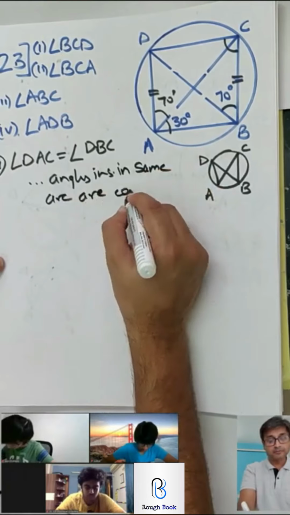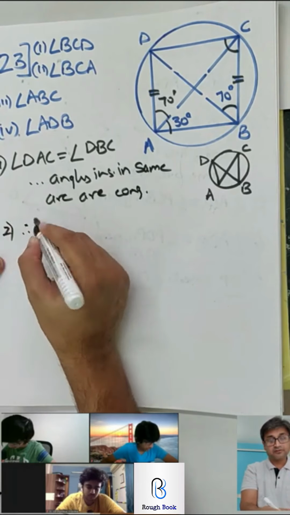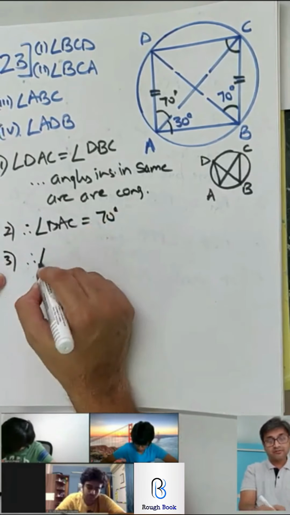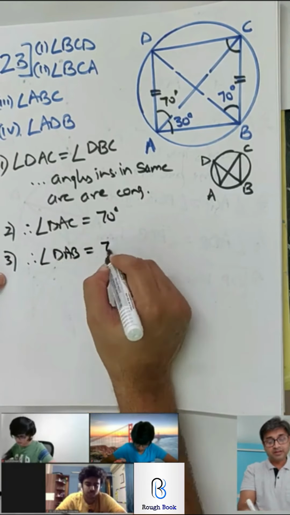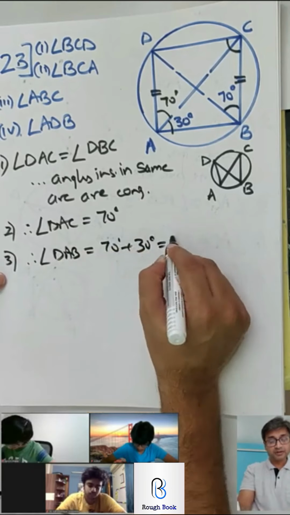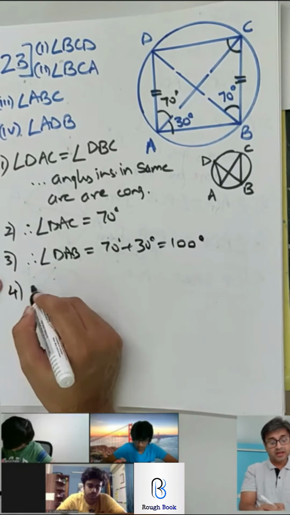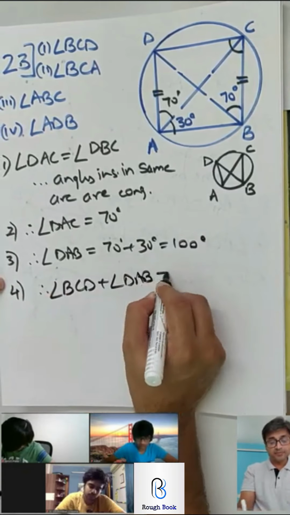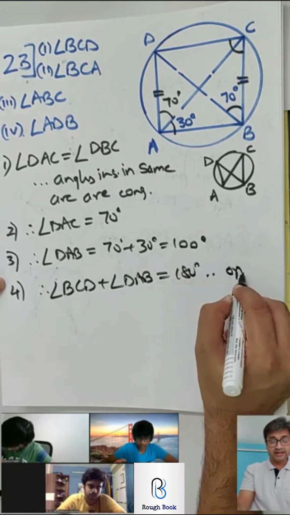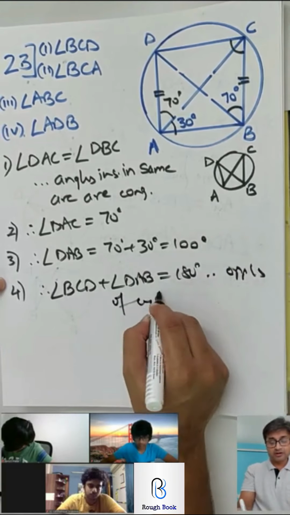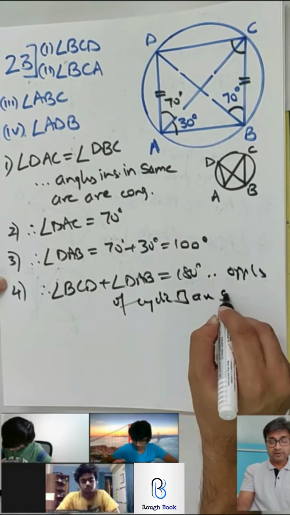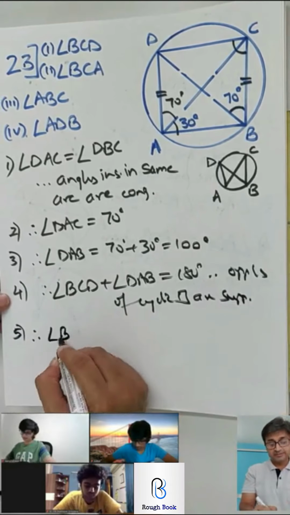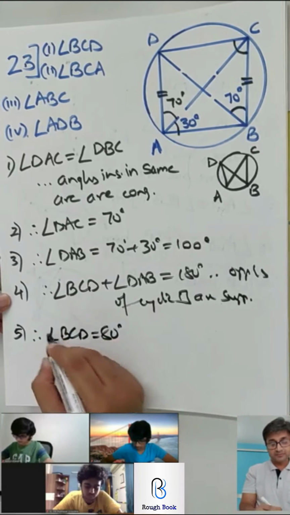are congruent, and therefore angle DAC is equal to 70. Therefore angle DAB is 70 plus 30, that is 100, and therefore angle BCD plus DAB equals 180. Opposite angles of cyclic quadrilateral are supplementary, and we managed to get our first part, that is BCD as 80.